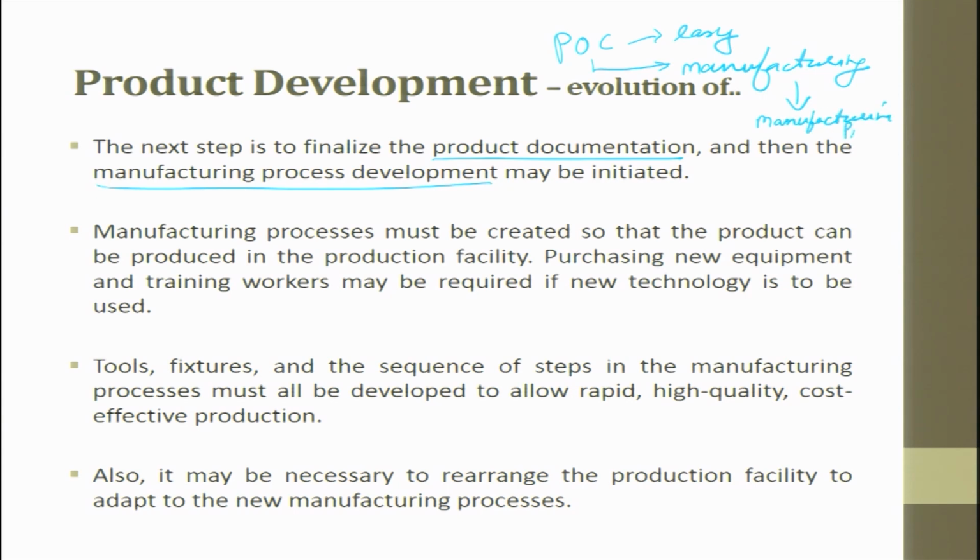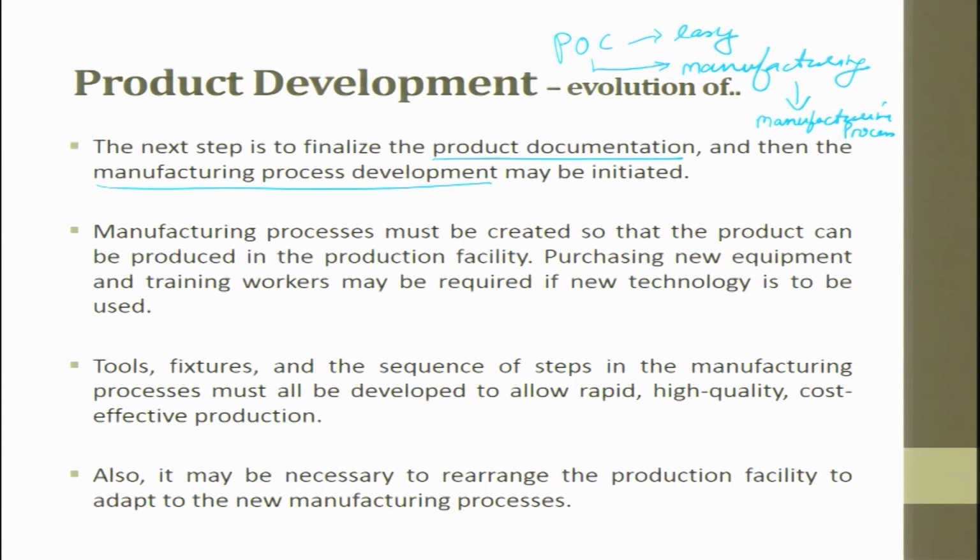As I told you, making a hole can be done by drilling, can be done by water jet, can be done by laser, can be done by trepanning operation, whatever it is. It can be done by EDM, it can be done by ECM. All these processes can drill a hole. Now, you have to decide upon the specification which process to choose and how it will satisfy your requirement. The manufacturing process must be created so that the product can be produced in the production facility.